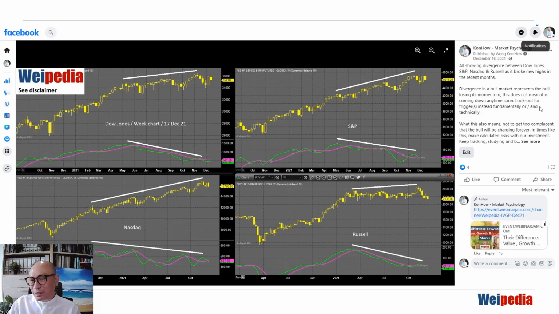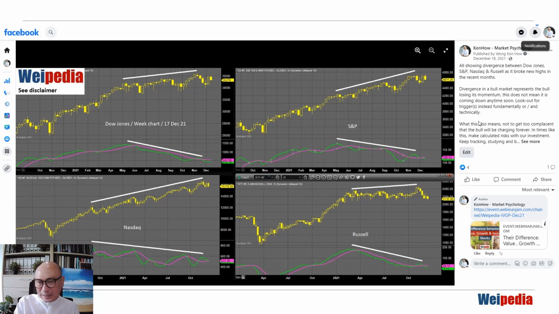And how did I define divergence on my Facebook post? It was this. Now, I said very specifically that divergence in a bull market represents that the bull is losing its momentum. This does not mean that it is coming down anytime soon. Now look out for triggers like fundamentals and/or technical. So that's what I mean by combining the technical.